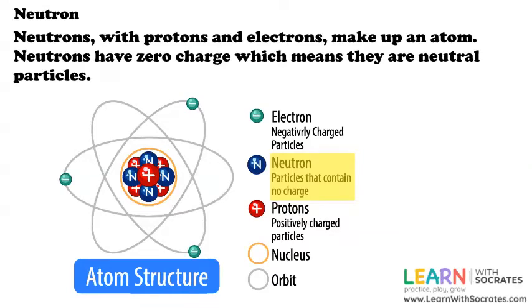Neutron. Neutrons, with protons and electrons, make up an atom. Neutrons have zero charge, which means they are neutral particles.